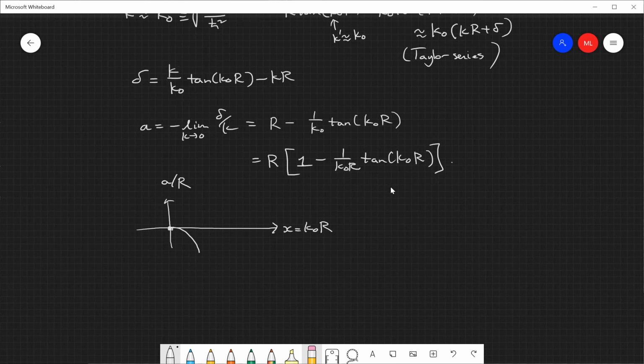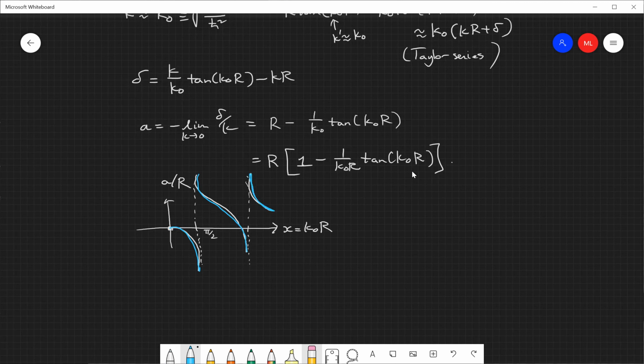And then whenever this is at pi over 2, the tangent function blows up. So when you're at pi over 2, you get an asymptote where the scattering length actually goes negative and diverges. And then after that point, it pops back up again, and we get this kind of thing. So that's the plot of the scattering length.